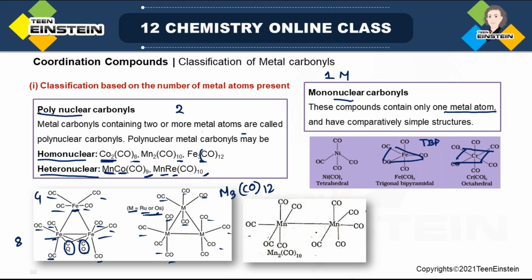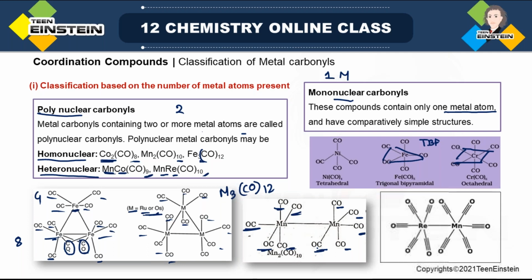Then Mn2(CO)10. So see here we do not have any bridging CO, and each manganese is attached to 5 CO. And we also have a metal-metal bond. Now this one is heteronuclear. Rhenium is attached to how many CO? 1, 2, 3, 4, 5. This one is also 1, 2, 3, 4, 5. That means MnRe(CO)10. This is the picture of this heteronuclear complex.